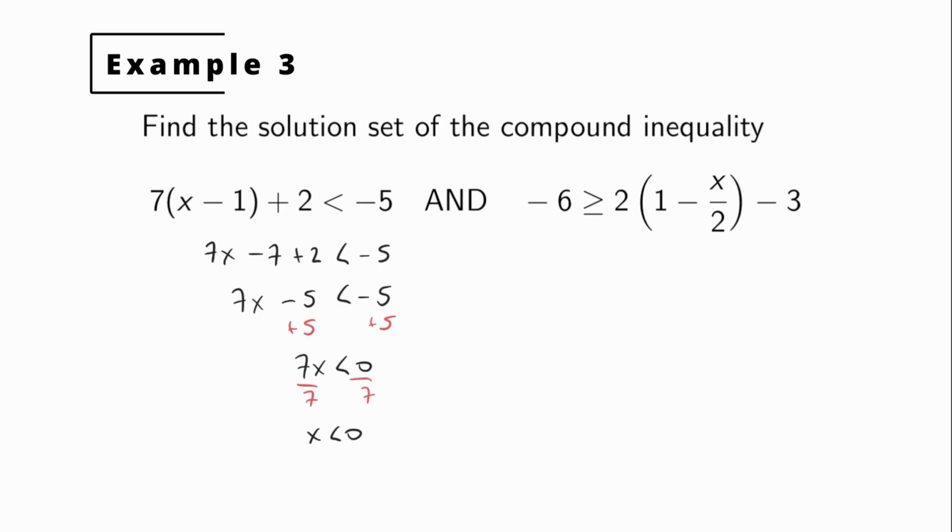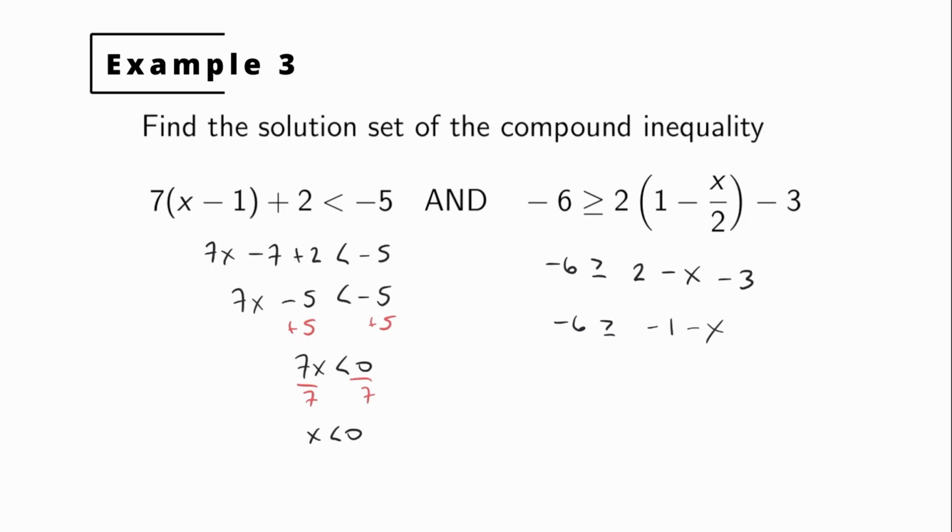And so now on the right inequality, we have to simplify this as well. So I get -6 is greater than, I'm going to distribute that 2. So I get 2 times -x over 2. So that's like -1/2 x. So I just get -x here. And then minus 3. Again, simplify the right-hand side. You're going to get 2 minus 3 is -1. So I get -1 minus x.